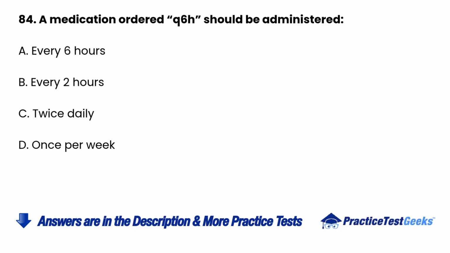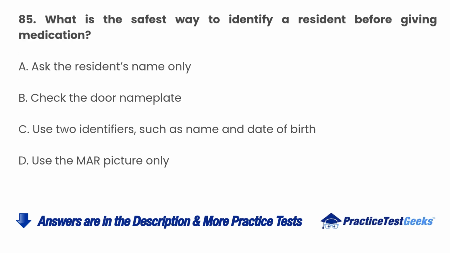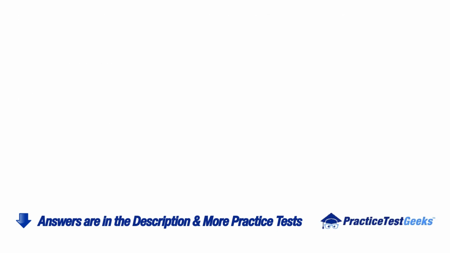84. A medication ordered Q6H should be administered. A. Every 6 hours. B. Every 2 hours. C. Twice daily. D. Once per week. 85. What is the safest way to identify a resident before giving medication? A. Ask the resident's name only. B. Check the door nameplate. C. Use 2 identifiers, such as name and date of birth. D. Use the MAR picture only.